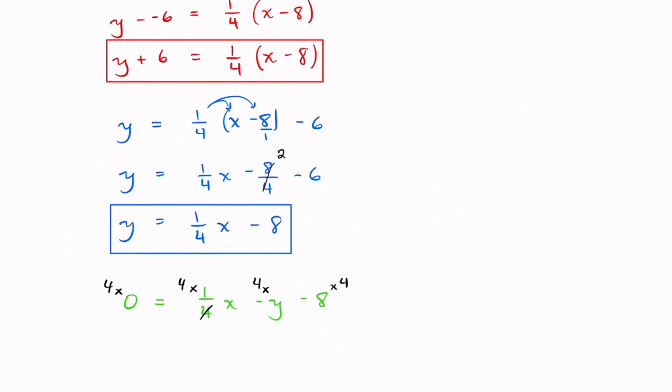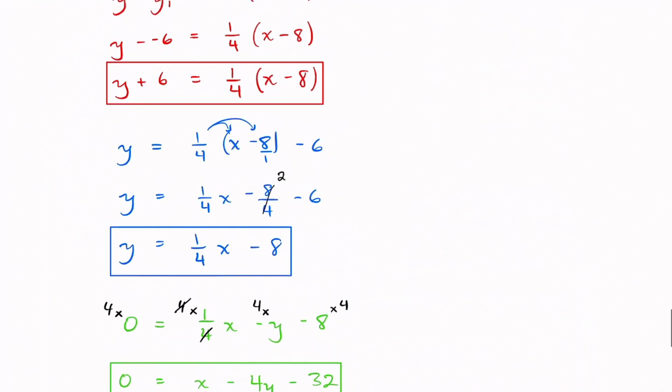So the 4 and that 4 are going to cancel, and then I'm going to have 4 times 0, that's just 0. This term, I just got 1 times x, so that's x. Then I got minus 4 times y, that's 4y. And then minus 8 times 4, that's minus 32. So that is our general form.